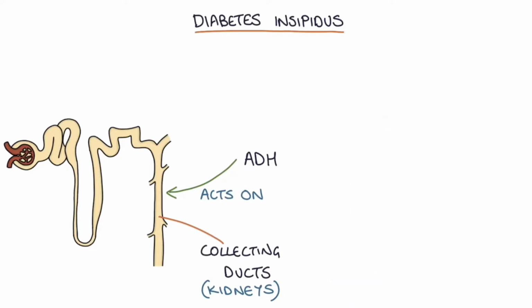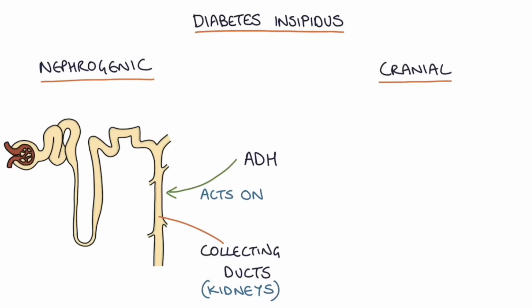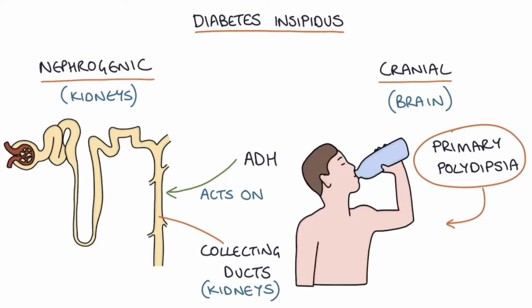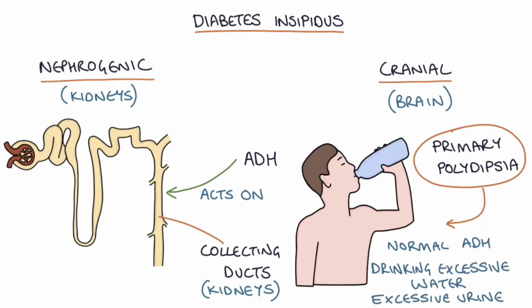It can either be classified as nephrogenic or cranial diabetes insipidus, depending on whether the problem is in the kidneys or in the brain. And a key differential diagnosis of diabetes insipidus is primary polydipsia, where the patient has a normally functioning ADH system, but they're drinking excessive quantities of water, and this is leading to excessive urine production. They don't have diabetes insipidus, but they present with polyuria and often polydipsia.